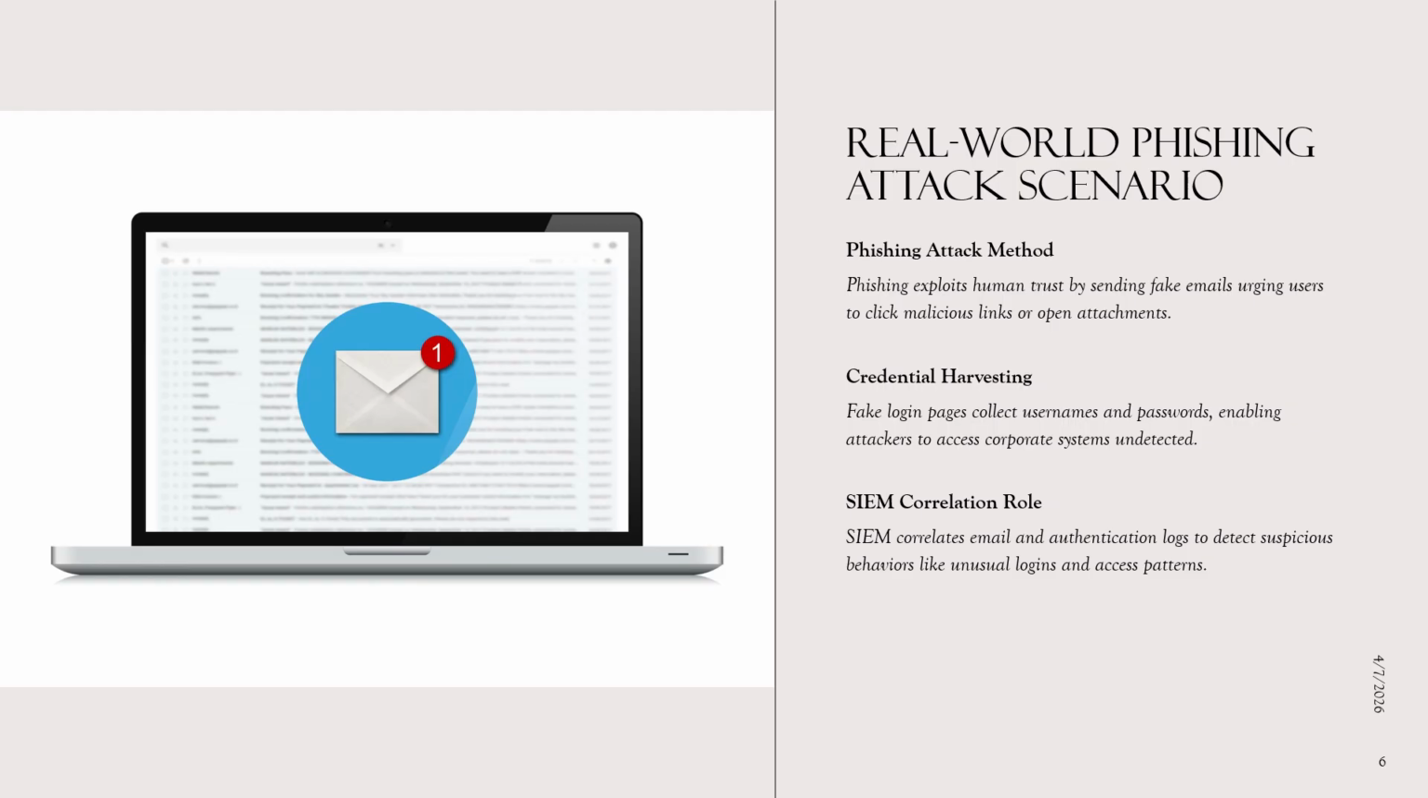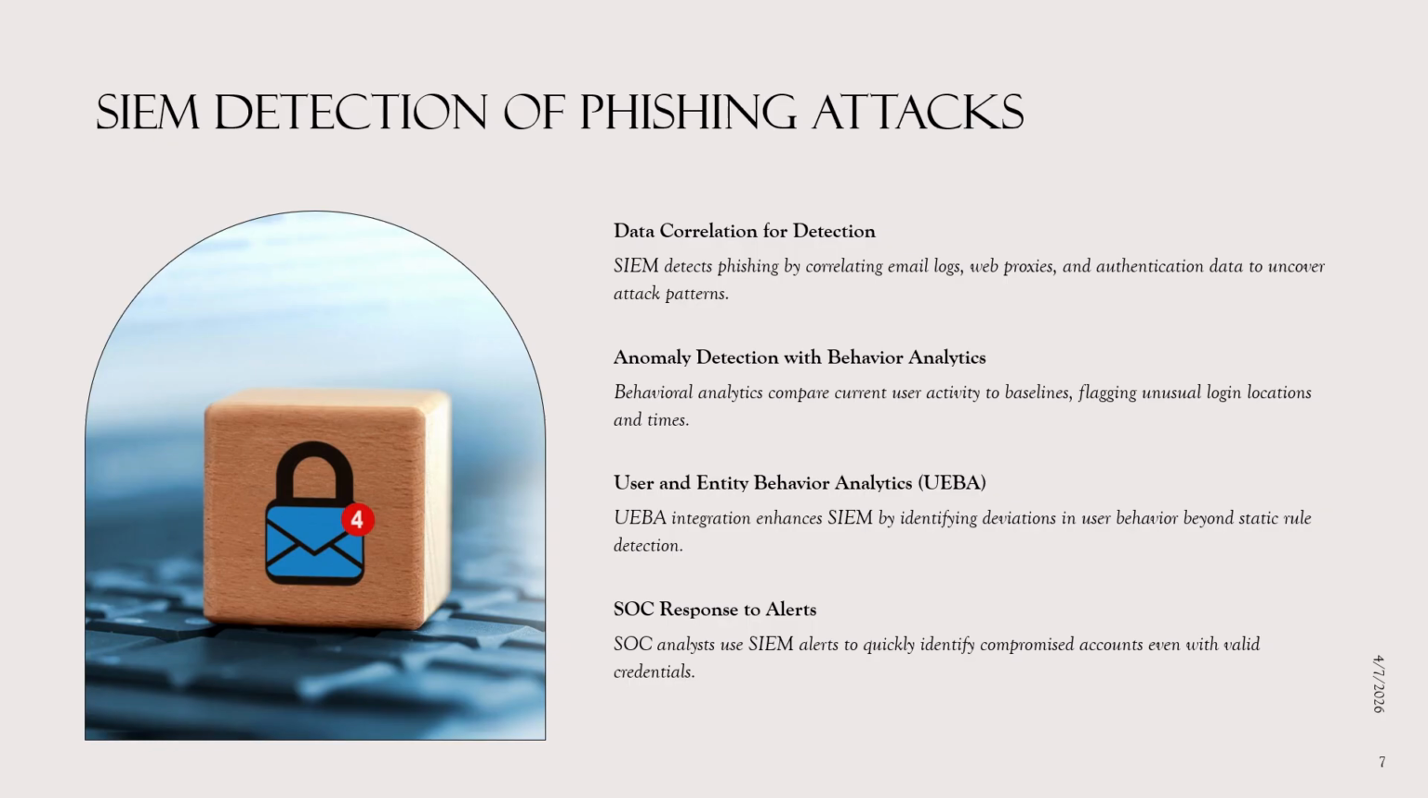SIEM correlation rule: SIEM correlates email and authentication logs to detect suspicious behaviors like unusual logins and access patterns. SIEM detection of phishing attacks. Data correlation for detection: SIEM detects phishing by correlating email logs, web proxies, and authentication data to uncover attack patterns.